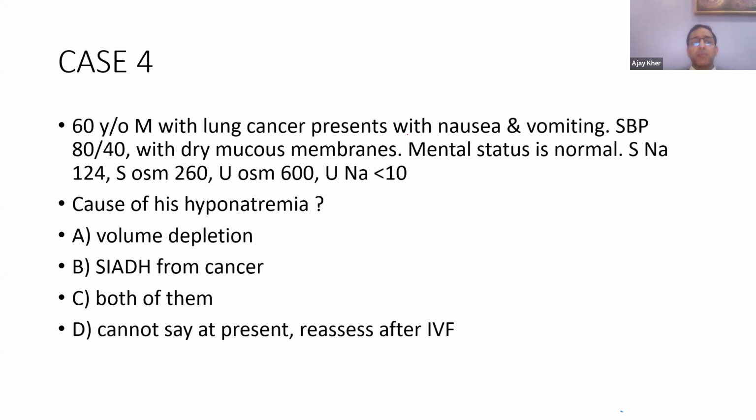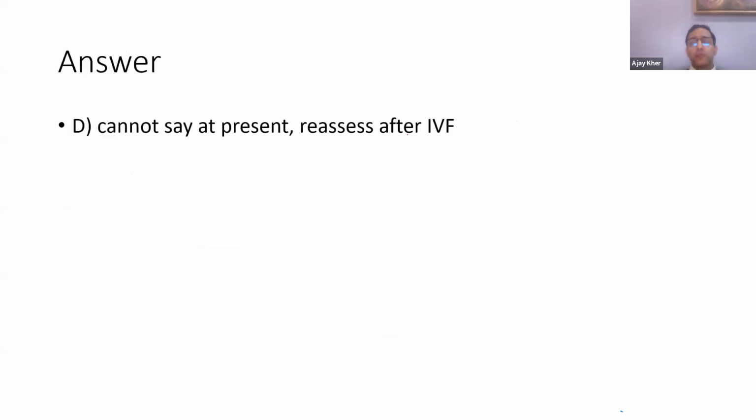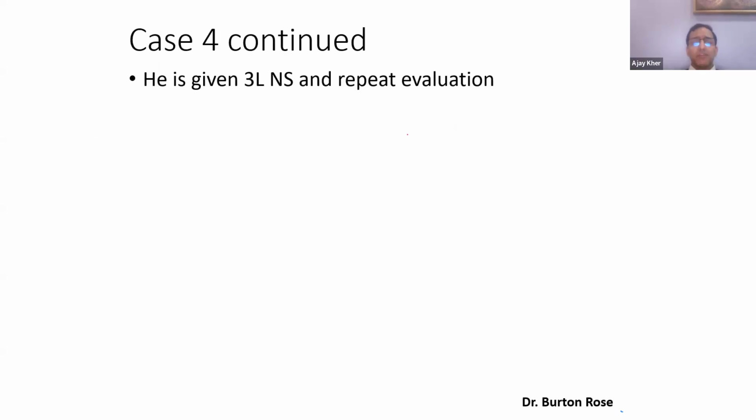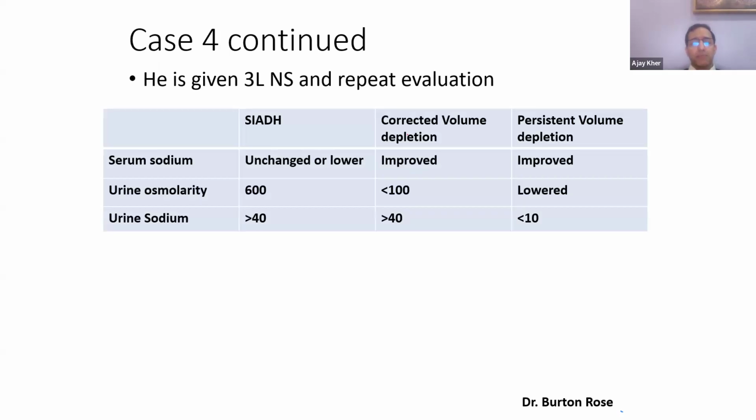But the question is, is the hyponatremia due to the volume depletion or due to something else? The proof is going to be what happens after you give IV fluids. So let's say we've given 3 liters of normal saline and then we repeat and look at his labs. This is what will happen. Let's start with the rightmost column: someone who has persistent volume depletion even after we've given 3 liters, but the cause of the hyponatremia was the volume depletion.